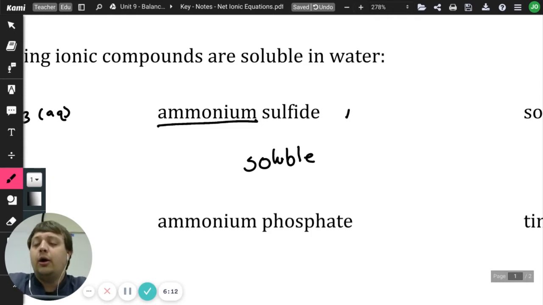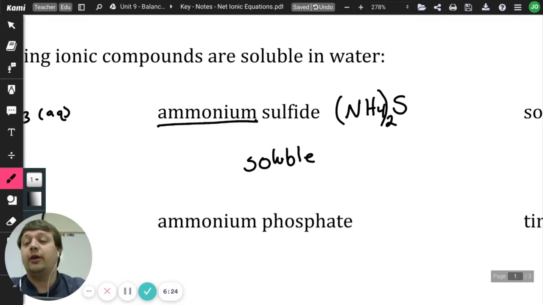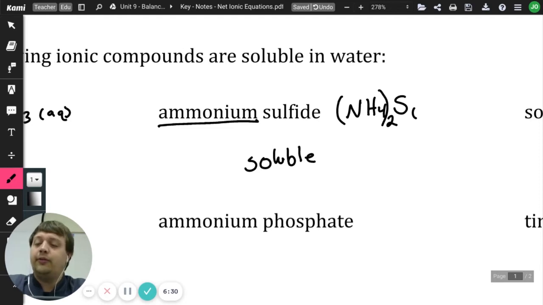Okay, now if I wanted to write the formula, NH4 would be ammonium. It's got a +1 charge. Sulfide would be S. It's got a -2 charge. So we'll put this in parentheses and we'll put a 2 there so that when we swap, drop, reduce, we're canceling out those charges. Again, I know this is soluble, so in parentheses here, I could do a Q.